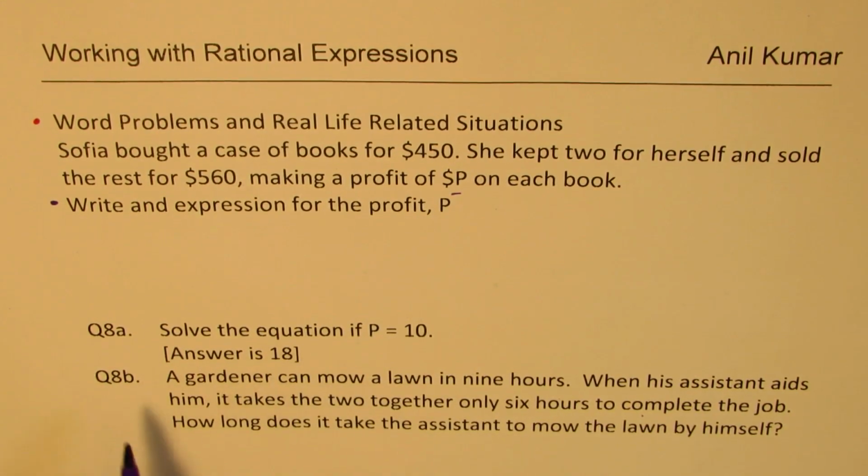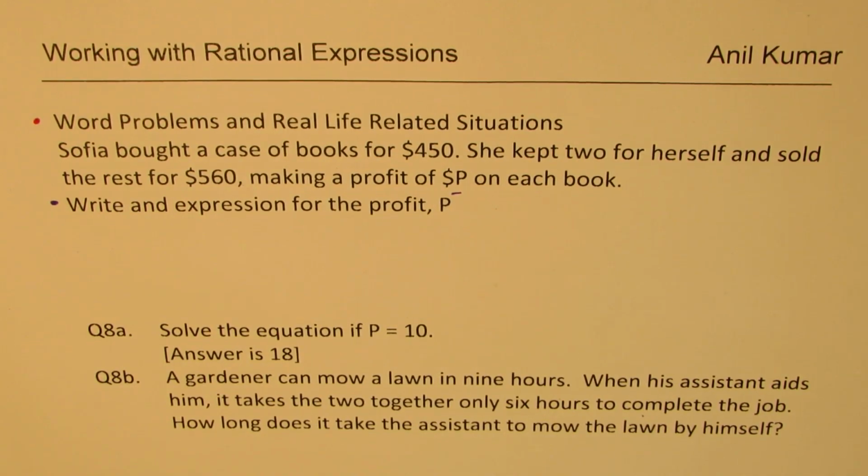Answer is 18. And question 8B here is, a gardener can mow a lawn in 9 hours. When his assistant aids him, it takes the two together only 6 hours to complete the job. How long does it take the assistant to mow the lawn by himself? So that rings a bell, right? So there are many questions where we could use rational expressions, correct? So wherever the rate comes into the picture, we may have to use rational expressions. So it is a very important topic to consider.